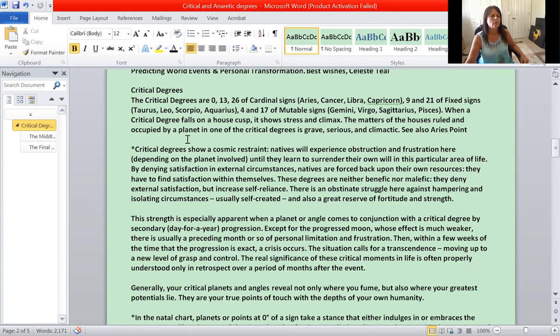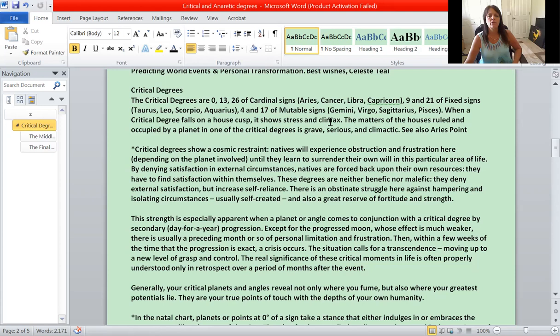Critical degrees. The critical degrees are 0, 13, 26 of cardinal signs, 9, 21 of fixed signs, 4 and 17 of mutable signs. Now we also included 8, 9, and 22 of the fixed signs. When a critical degree falls on a house cusp, it shows stress and climax.